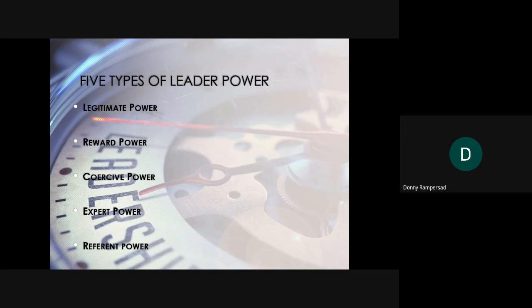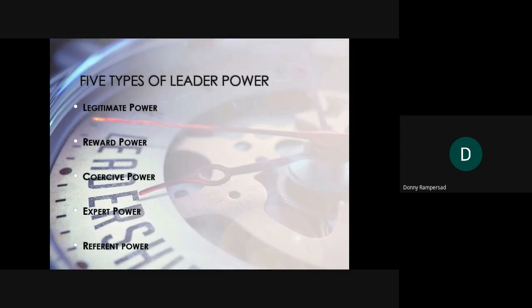Moving on, we have five types of leader power: legitimate power, reward power, coercive power, expert power, and referent power. Legitimate power is authority granted from a formal position. For example, the Prime Minister of Trinidad and Tobago, the Commissioner of Police, the Commissioner of Prisons.